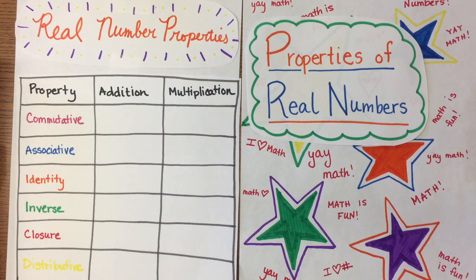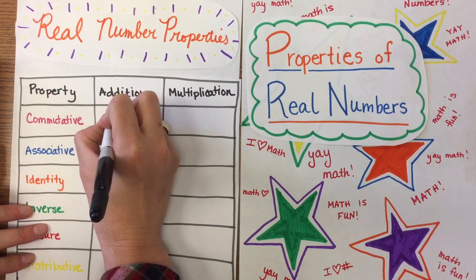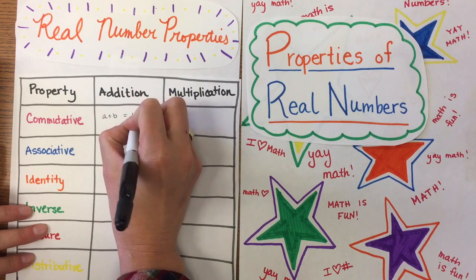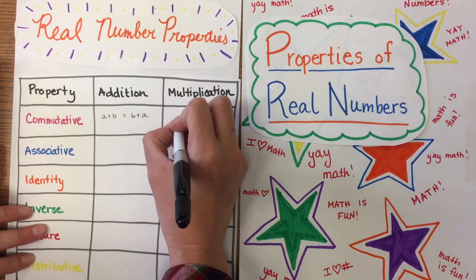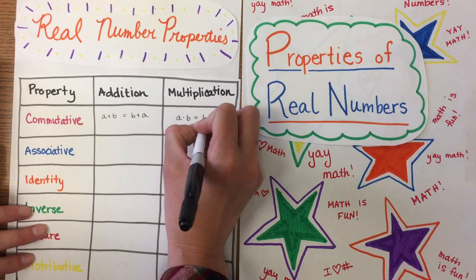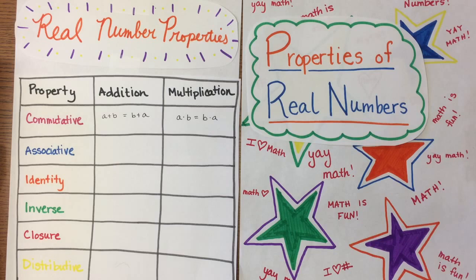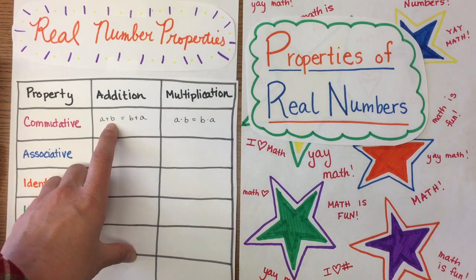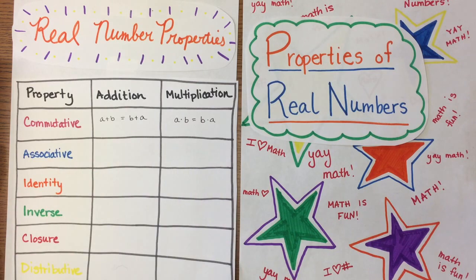So our first property is the commutative property. It's written as A plus B is equal to B plus A for addition, and for multiplication, A times B is equal to B times A. So this is the commutative property of addition and the commutative property of multiplication. Basically, what this property means is that we can change the order of our addition and our multiplication.